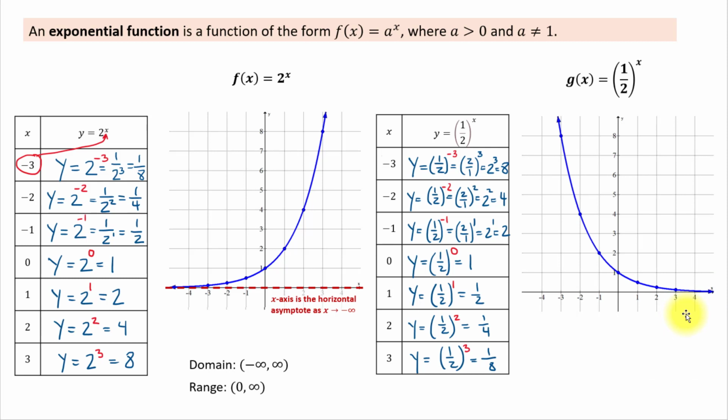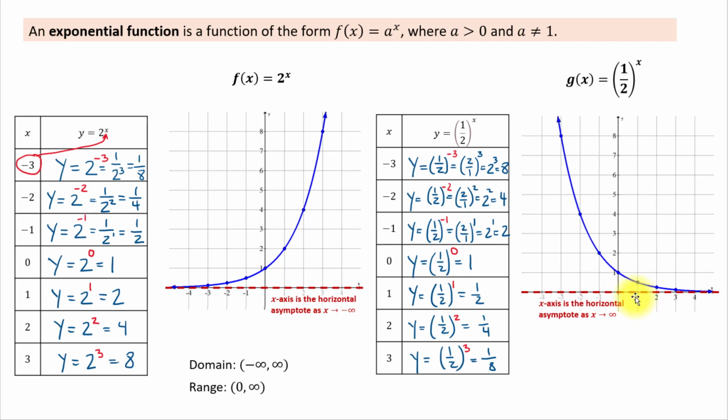Here's the graph itself. And because of its behavior around the x-axis, it makes it the horizontal asymptote of this graph as x approaches positive infinity. In other words, as x values are increasing without bound. What's going to be the domain and range of this function?